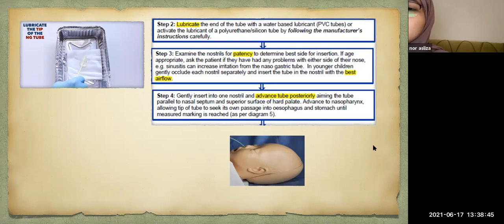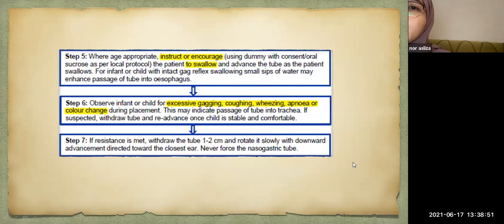Step 5, next slide. Where age appropriate, instruct or encourage the patient to swallow and advance the tube as the patient swallows. For an infant or child with an intact gag reflex, swallowing small sips of water may enhance passage of the tube into the esophagus. After that, we observe the infant for excessive gagging, coughing, wheezing, apnea, or color changes. This may indicate the tube is in the trachea. If it is suspected, withdraw the tube and re-advance once the child is stable and comfortable.